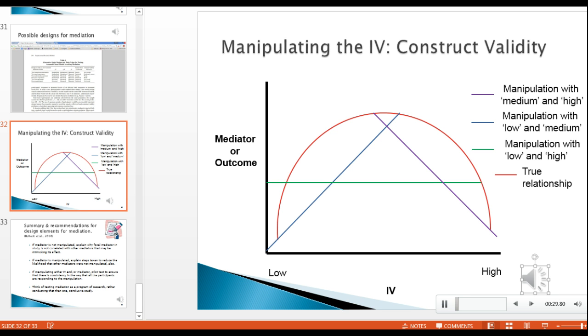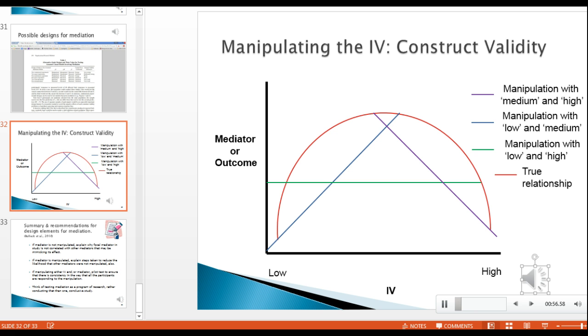So first of all, there's this idea of a construct validity issue that may occur when we manipulate a variable. On the y-axis, we have either the mediator or the outcome of the analysis, so it can be either M or Y. And then we have our IV, or it could be our mediator if we're manipulating both. And we have low and high ends of that variable.